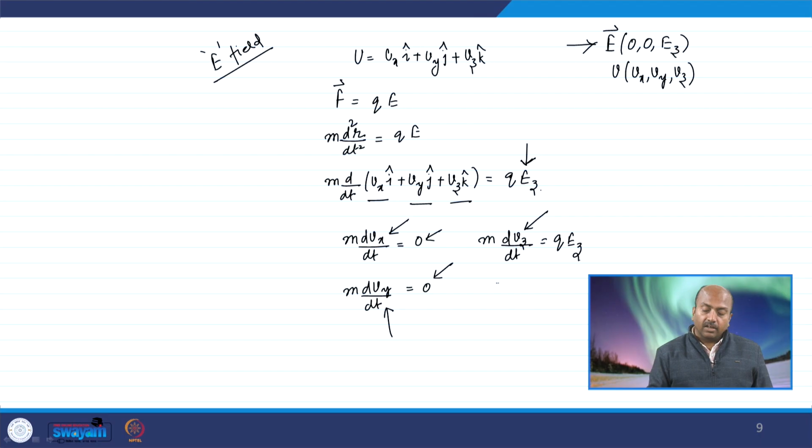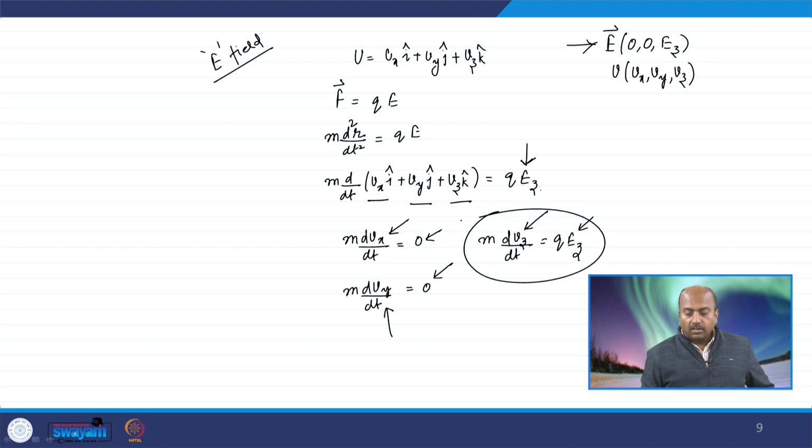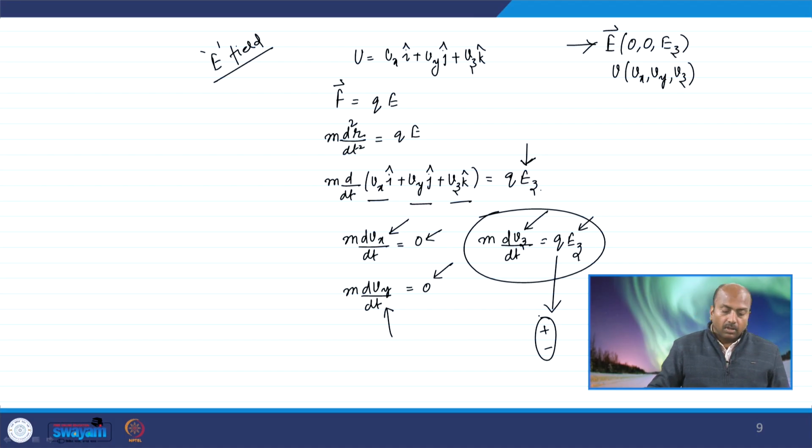So, along the z direction, it is an accelerated motion because of the presence of a non-zero electric field. As a result of this, what can you say? If you consider only this equation, what you will realize is, whether you put Q to be positive or negative, because of the presence of the electric field, oppositely charged particles will move in opposite directions because the force itself is dependent on the charge polarity.